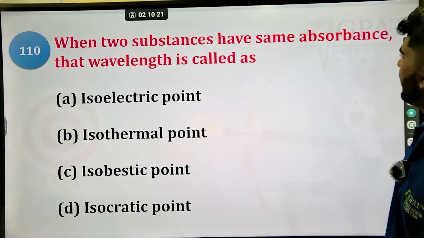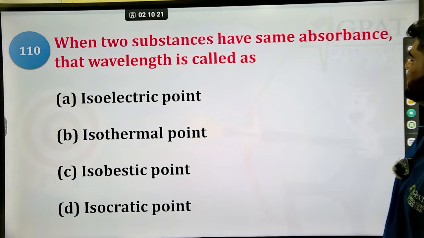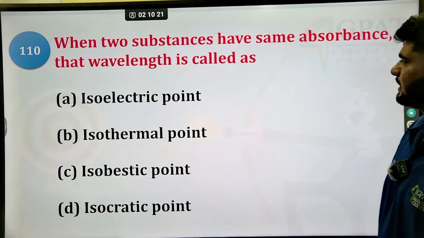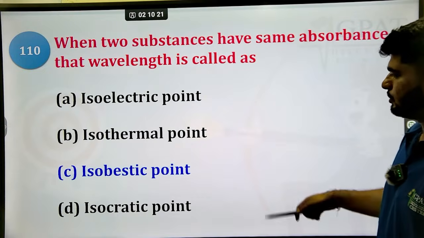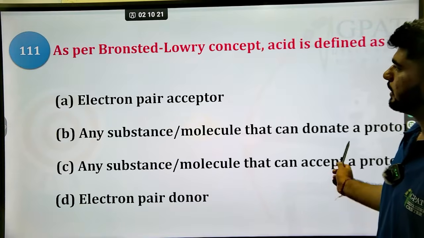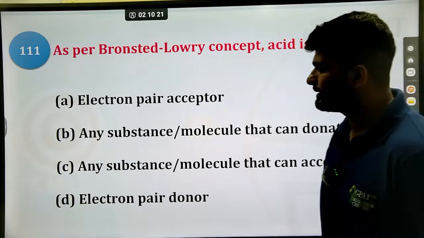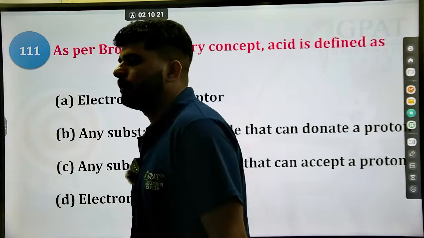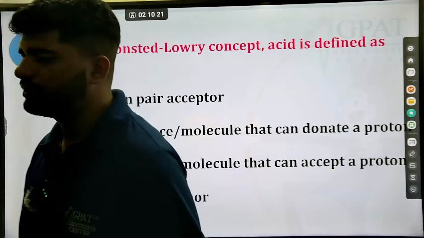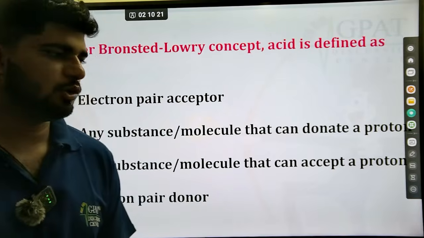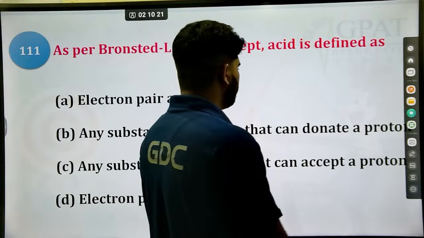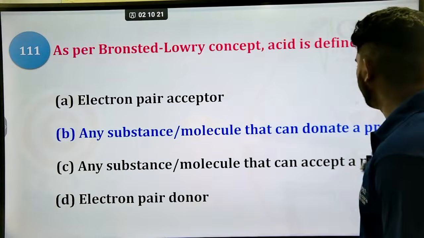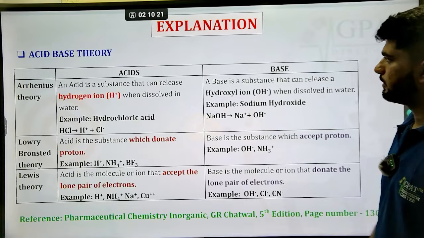When two substances have the same absorbance, that wavelength is called as isoelectric point, isothermal, isosbestic or isocratic. Isosbestic point. Now, as per Bronsted-Lowry concept, acid is defined as, when acid is going to donate what? Proton. Simple. Acid is going to donate a proton. That is your correct answer over here, right?